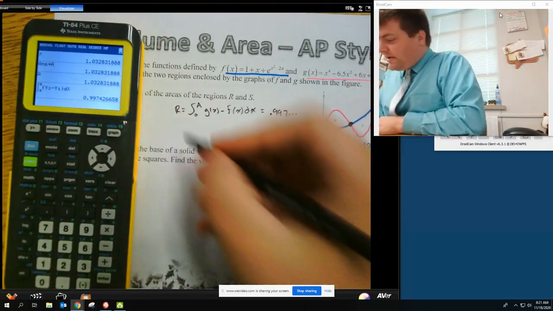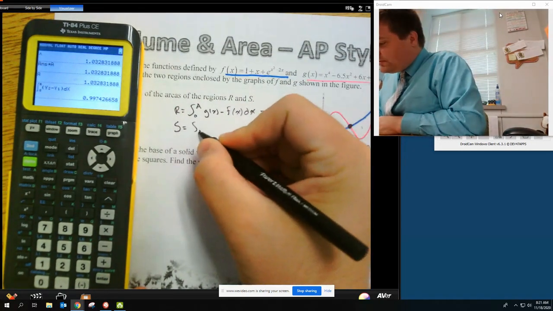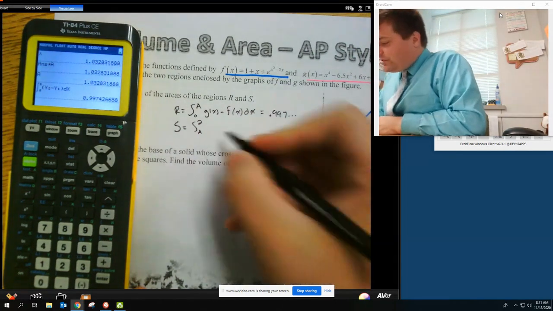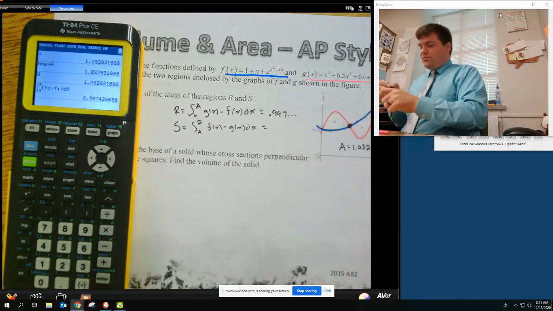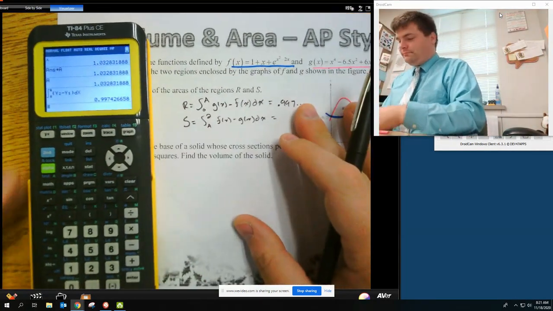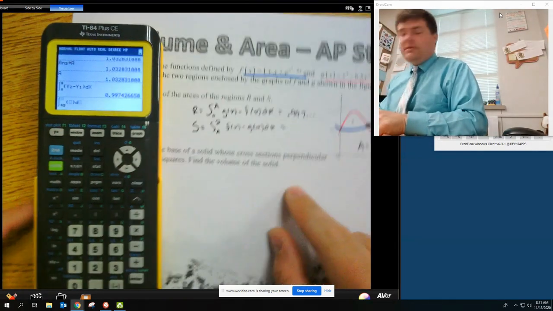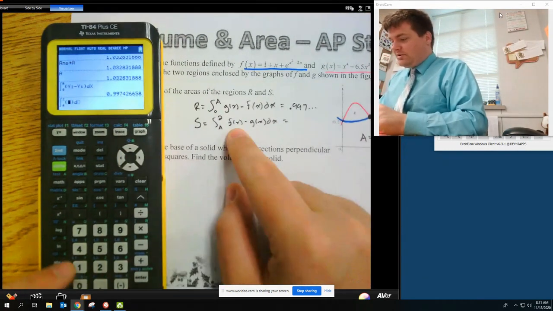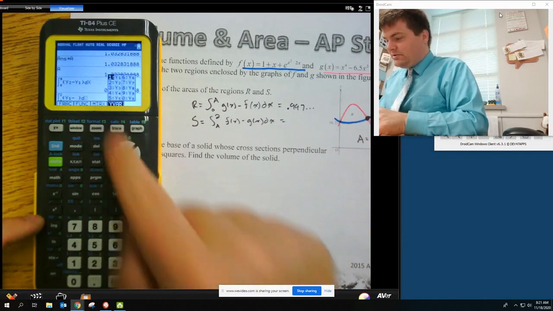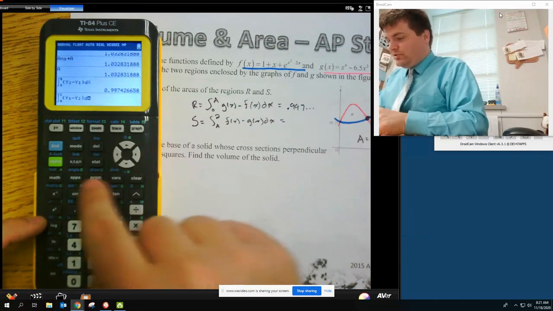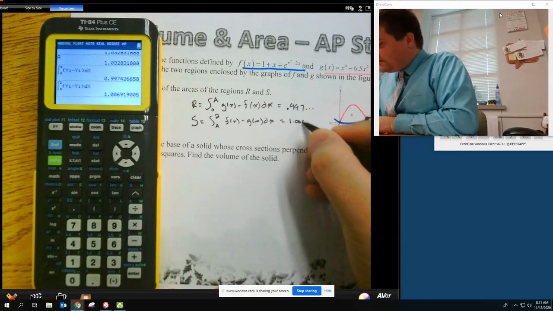That's R. Let's go ahead and find S. S is going to integrate from A all the way until 2. And this time, blue's on top. So this is going to be f of x minus g of x dx. I'm really going to do almost the exact same thing, just with a couple little pieces a bit different. So I'm going to go from A until 2, and I'm going to go y1, because f is y1, minus y2 with respect to x. And then kablamo, this is going to give me like 1.006, and there's more right there.